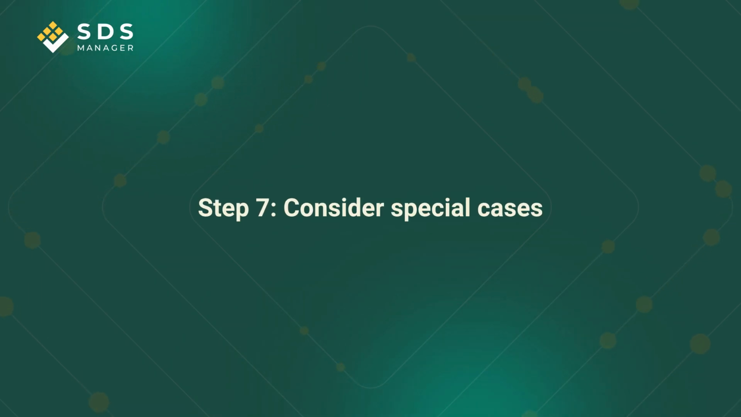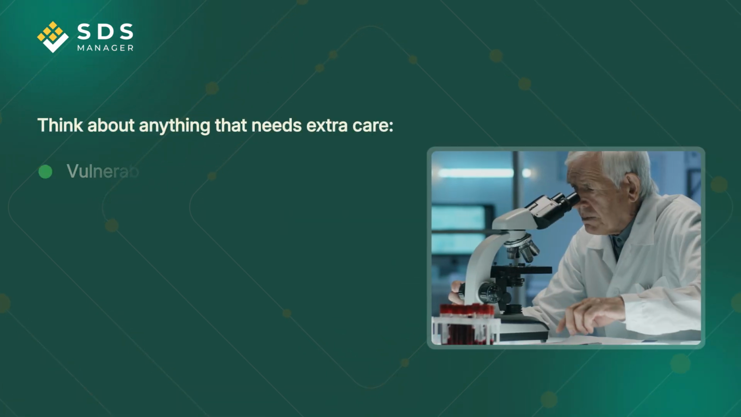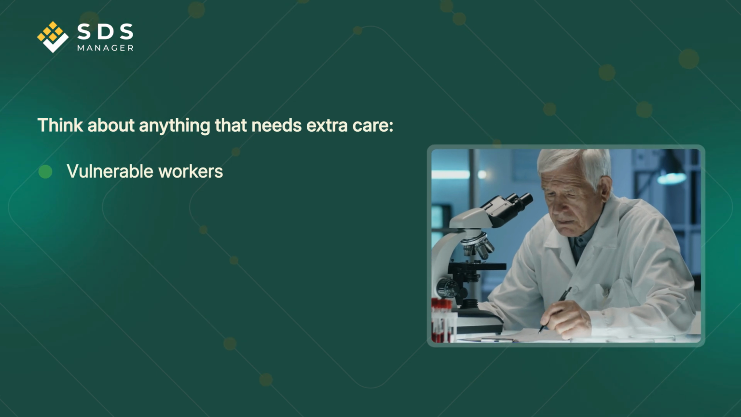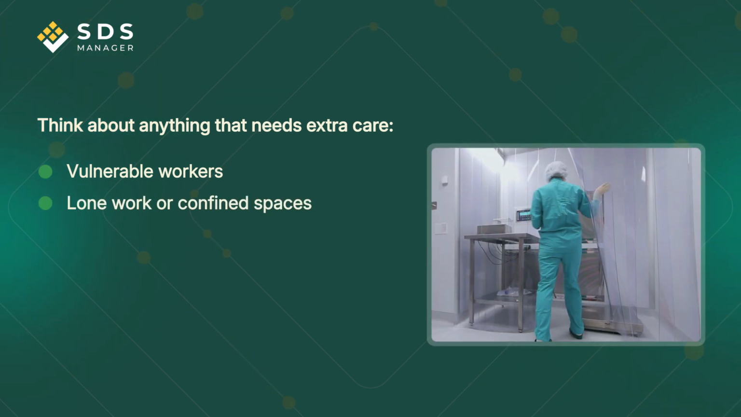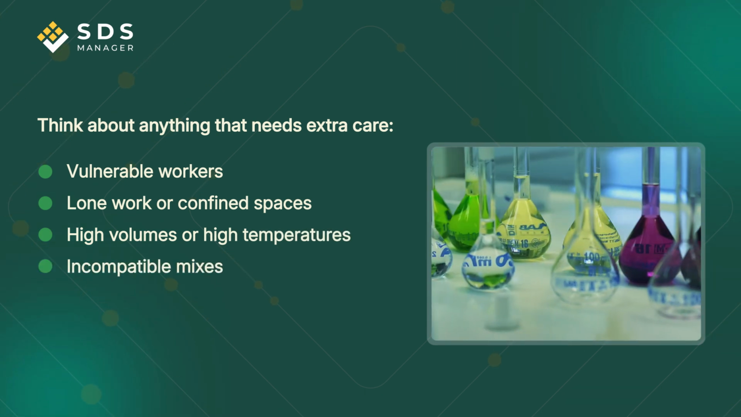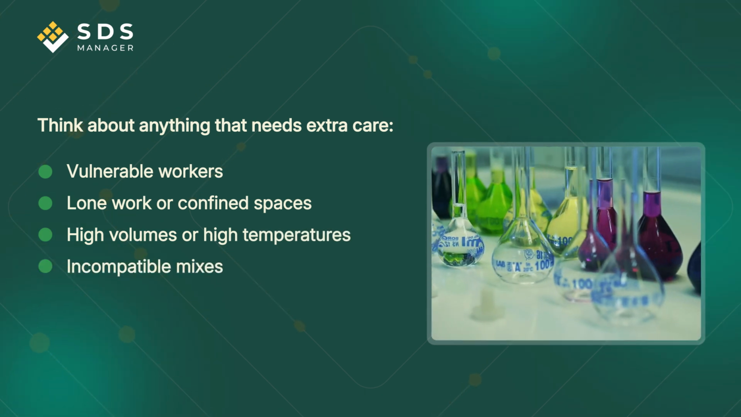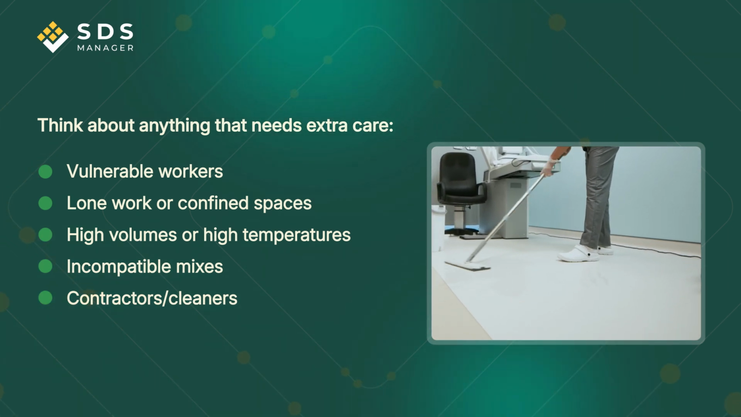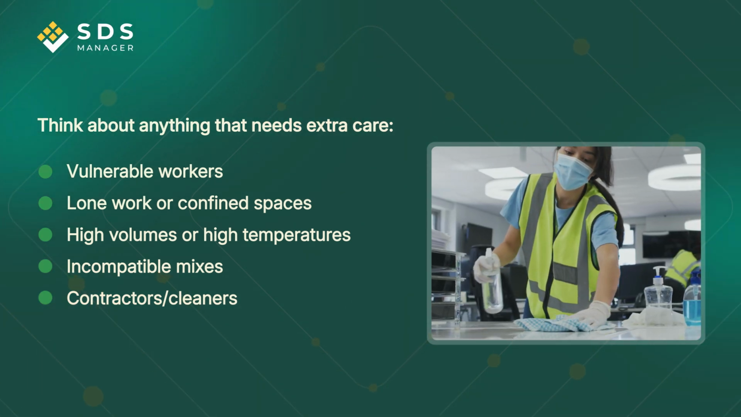Step 7. Consider special cases. Think about anything that needs extra care. Vulnerable workers: new, old, young, pregnant, or with health conditions. Lone work or confined spaces. High volumes or high temperatures. Incompatible mixes, e.g., bleach plus acid. Contractors, cleaners who might be exposed without knowing. If any apply, add extra controls or change the plan.